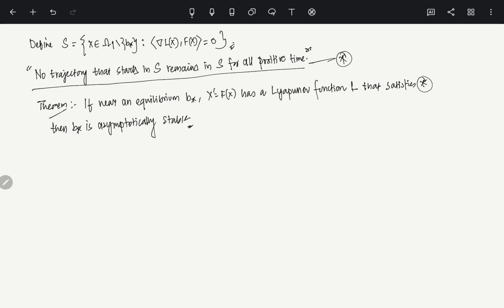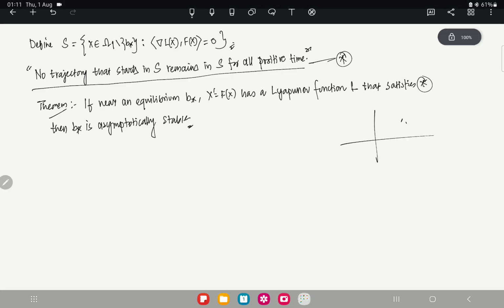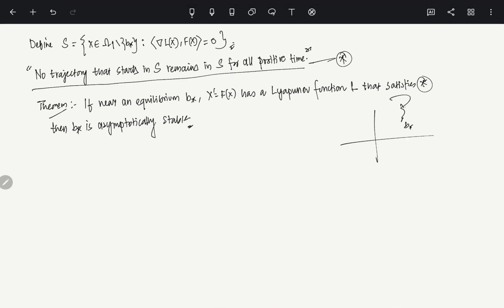We know that if it is asymptotically stable, it has to approach the equilibrium point along any trajectory. Let's say B star is the equilibrium point. If you move along any trajectory, the energy of the system is decreasing, and at B star the energy is at its minimum. That's the idea of Lyapunov stability. So along the trajectory, it has to decrease to reach B star, the minimum energy state. If it gets trapped in S, there is no way it can reach B star.